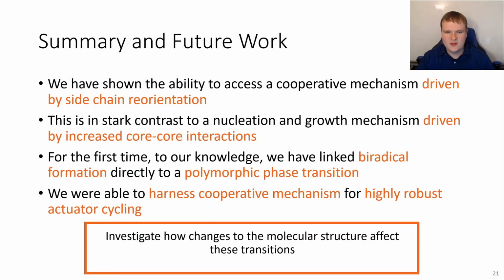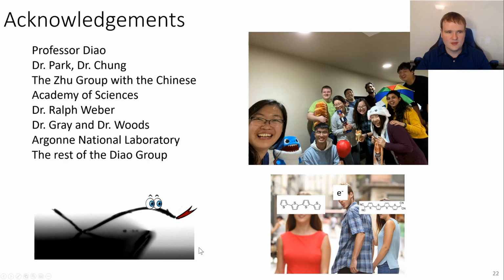So in summary, we were able to access a cooperative mechanism driven by side chain reorientation. And this is in stark contrast to nucleation and growth, which was driven by an increased core-core interaction. And for the first time, we have linked biradical formation directly to a polymorphic phase transition. And finally, we were able to harness the cooperative mechanism for highly robust actuator cycling. And in the future, we look to investigate how changes to the molecular structure affect these transitions.